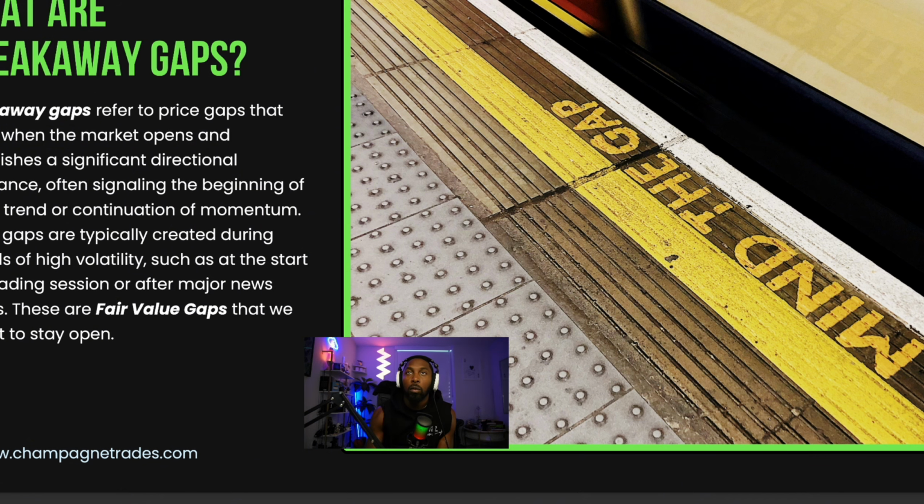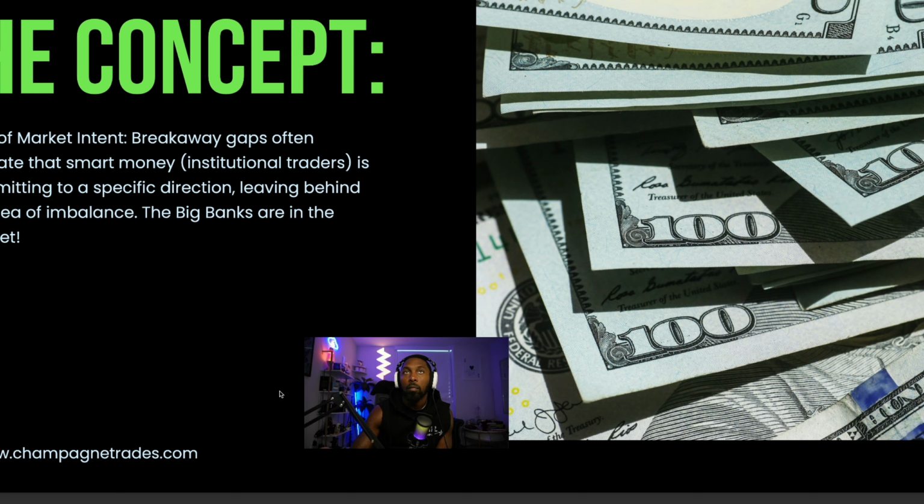These gaps are typically created during periods of high volatility, such as the start of a trading session or after major news events. These are fair value gaps that we expect to stay open. Super important. The concept: the sign of market intent. Breakaway gaps often indicate that smart money, institutional traders, is committed to a specific direction, leaving behind an area of imbalance, aka the big banks are in the market. The institutional banks are in the market. So whenever you see that blast down or blast up, then you know.